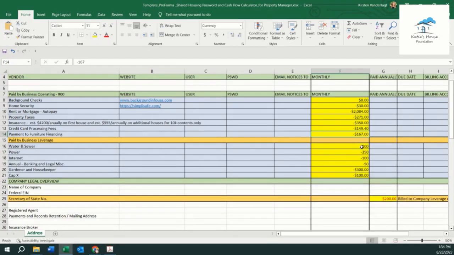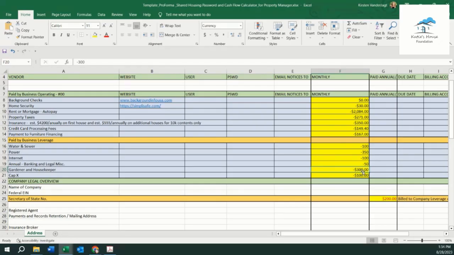So then we come down to water, power, internet, so utilities, annual fees. Maybe they're more for you, but banking can be free if you have a free business account. Legal might be expensive for you, it might be inexpensive for you. I don't know what your attorney charges or if you have some kind of a subscription attorney. So this is something to pay attention to: line number 19, column F.